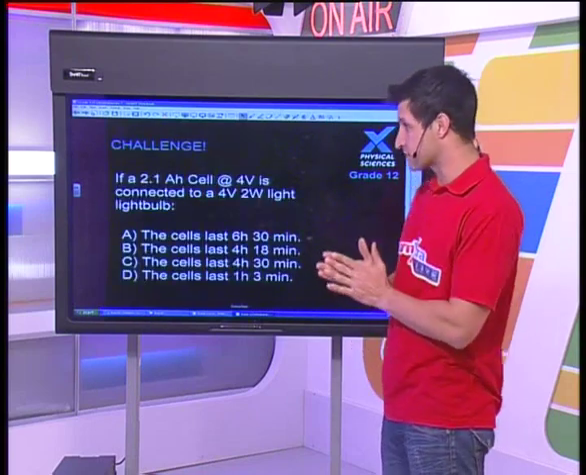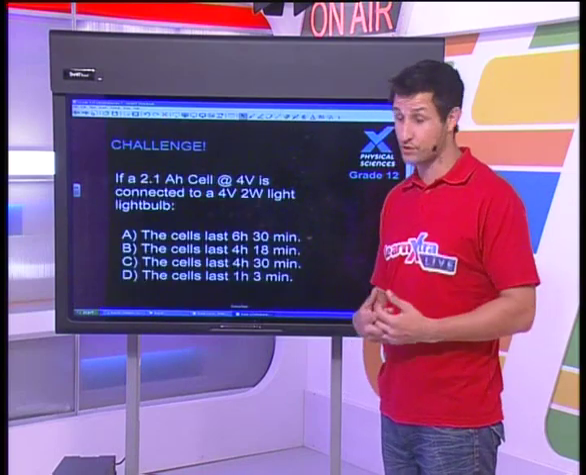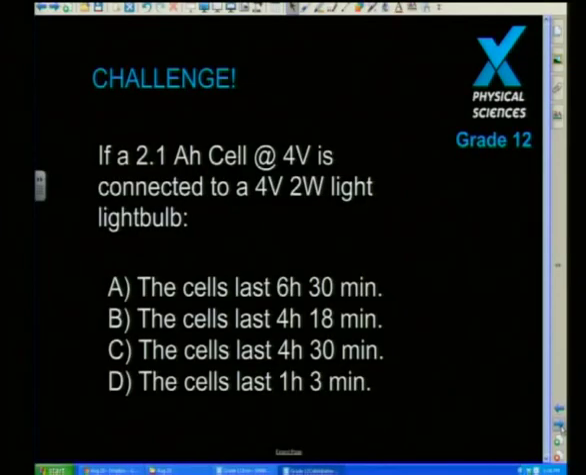Right, and there it is. Okay, so my challenge question for today. Guys, write down the information. I've modeled this on that battery which I showed you. So a 2.1 amp hour cell is at 4 volts. Those are the readings which I got off the side of the battery. It is connected to a light bulb, and it gives out 2 watts of power.